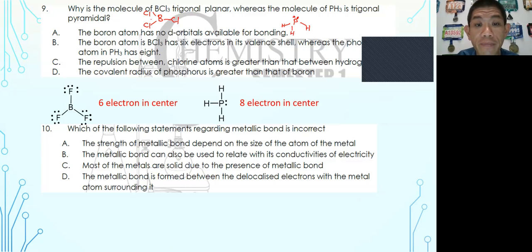In fact, this doesn't matter. The shape is based on the number of bonding pair electrons and also lone pair electrons. So D has no relevance in it. So the best answer here is B.